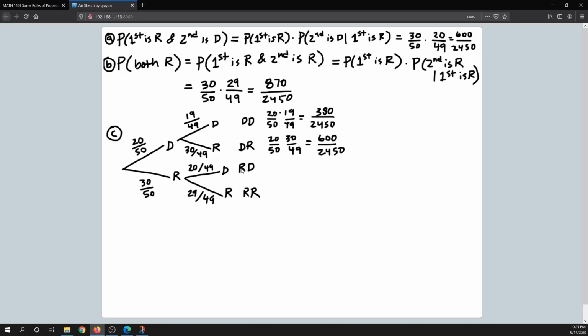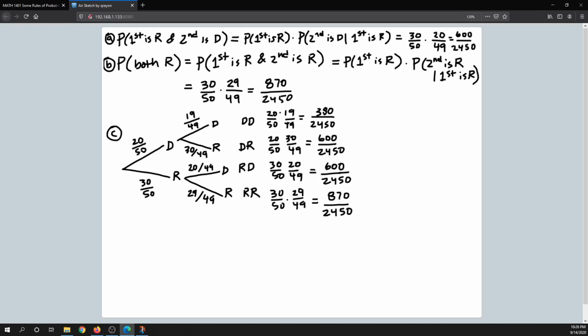All right, and then a Republican on the first round and a Democrat on the second round. That's actually the problem that we did in part A. Right, you can see it's coming out exactly the same way because these are conditional probabilities, right? And so we get 600 over 2450. And then Republican, Republican, that would be what we got in part B, right? Following along that path, it'd be 30 over 50 times 29 over 49. Or sorry, 29. So that is 870 over 2450.